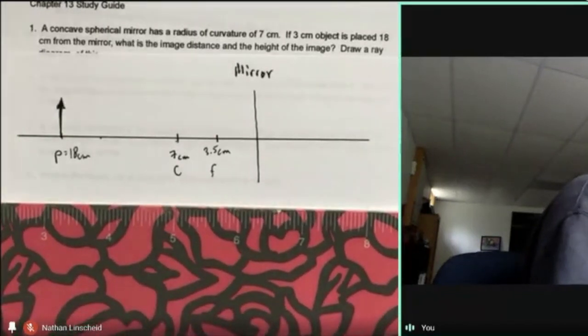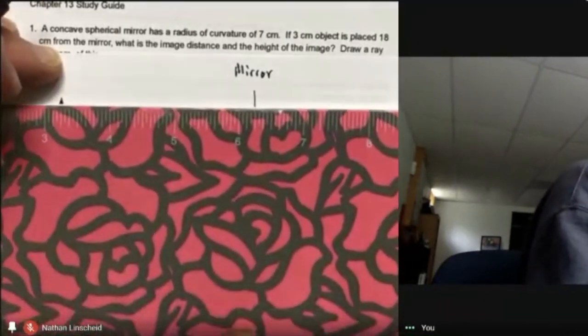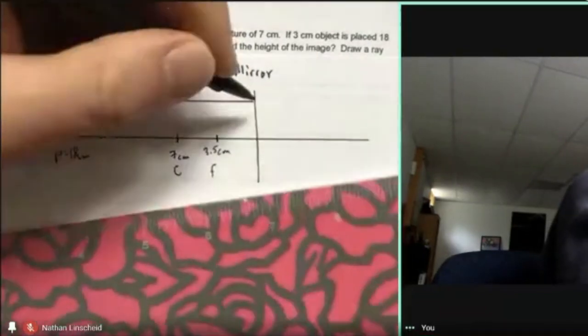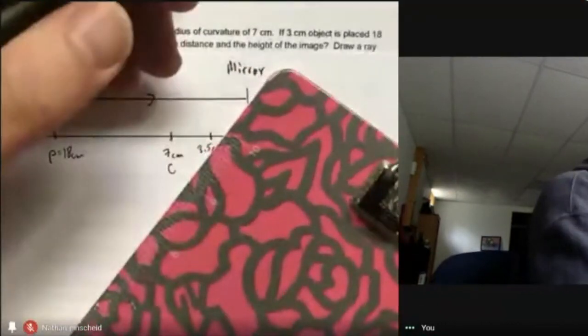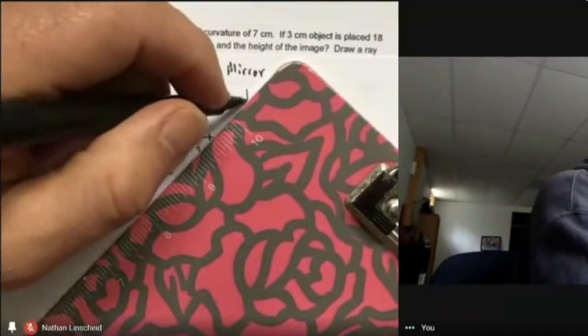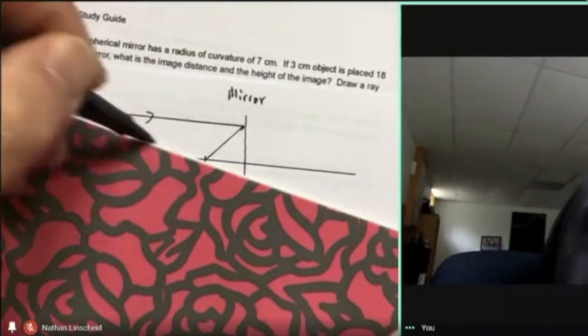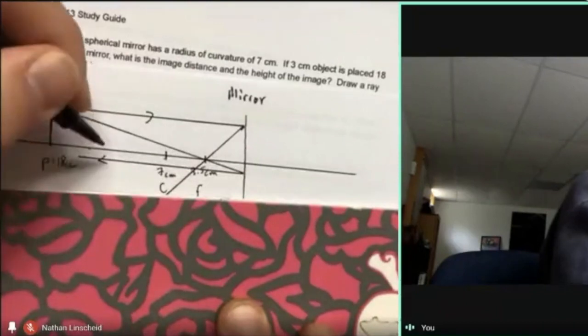All right, so then there are 3 different possible rays that I can draw. My first one goes parallel from the object to the mirror, and then that will reflect back through the focal point. All right, then our next one is we go from our object through our focal point. And then that reflects back parallel to the axis. Again, I'm not doing a great job here, but so this is ray number 1. This is ray number 2.